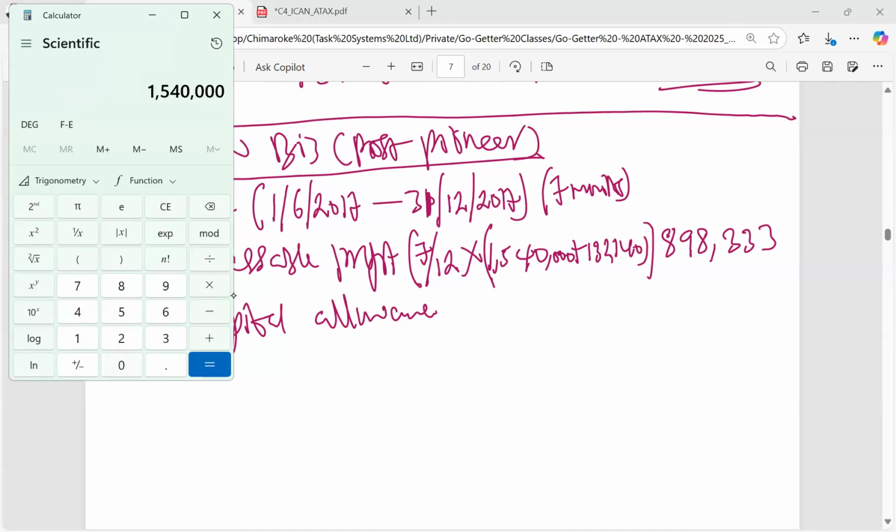1,540,000 plus 132,140. That gives me this, and I'll say times 7 divided by 12. And that gives me a figure 975,415. Let's look at it that way. 975,415.